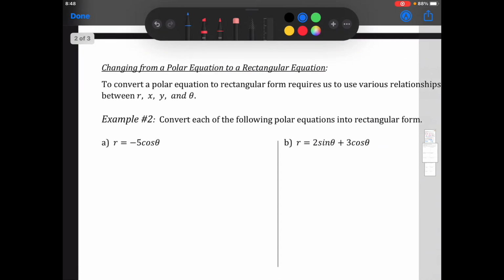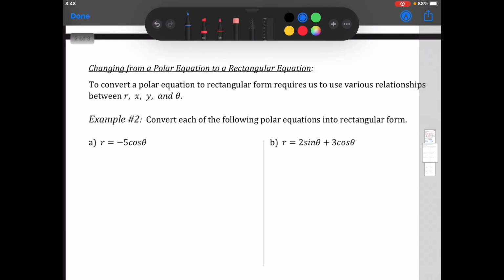Now, changing from a polar equation to a rectangular equation requires us to use various relationships between r, x, y, and theta. So again, I'm going to rewrite those formulas that we know. r squared equals x squared plus y squared. What else do I know? x is equal to r cosine theta, y is equal to r sine theta. I don't know if I would need this, but I'm still going to write it. Theta is the tan inverse of y over x.